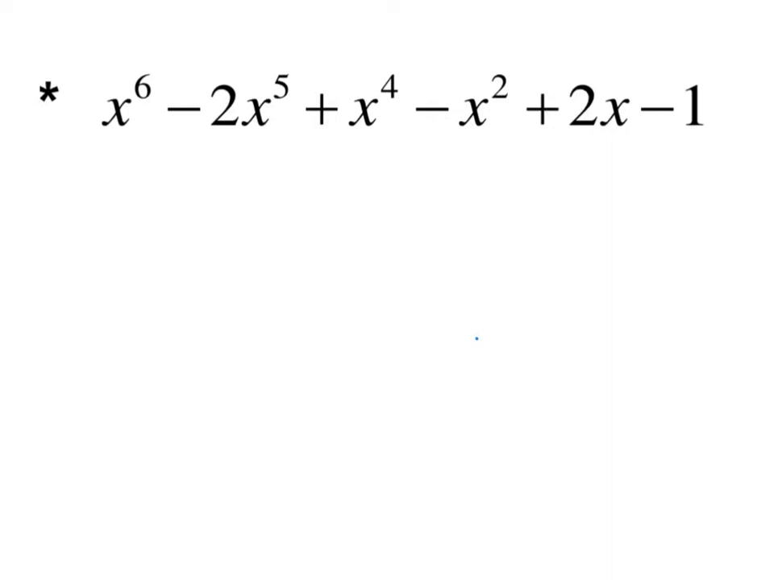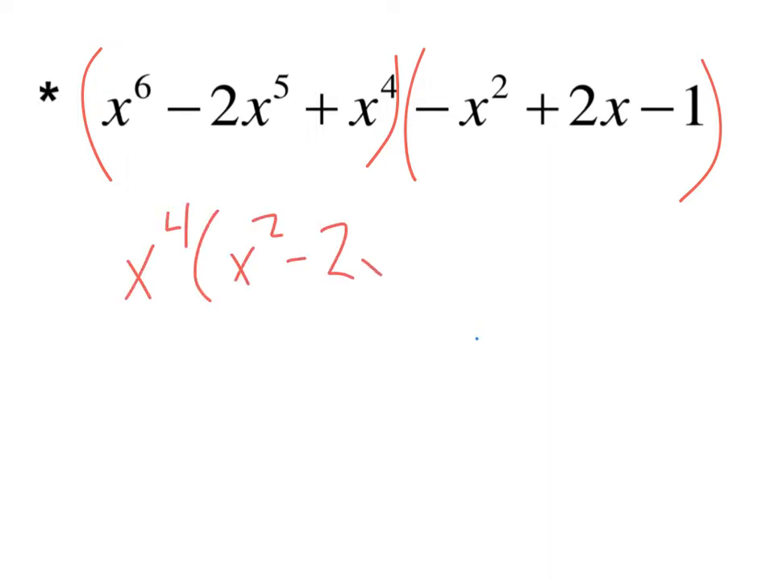Okay, looking at this problem, I'm looking for a GCF. There does not exist one. Now there are 6 terms in this problem, which means I need to group. I'm going to group 3 terms at a time. Now looking in the first set of parentheses, what is the GCF? It is x to the 4th. Now what's left? x squared minus 2x plus 1.